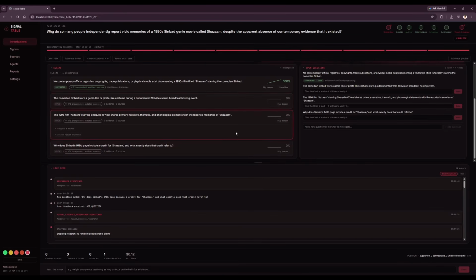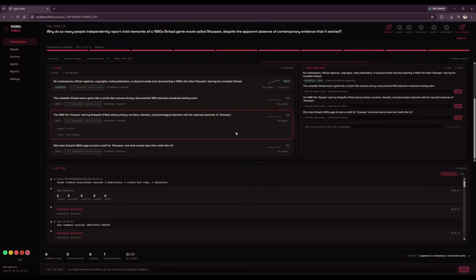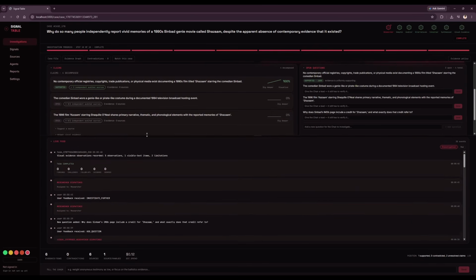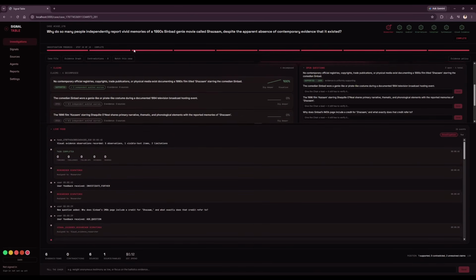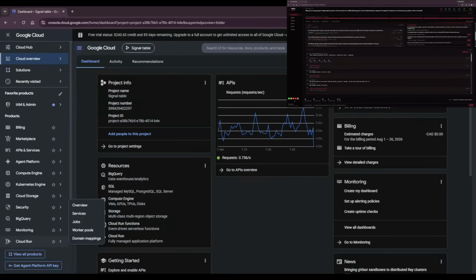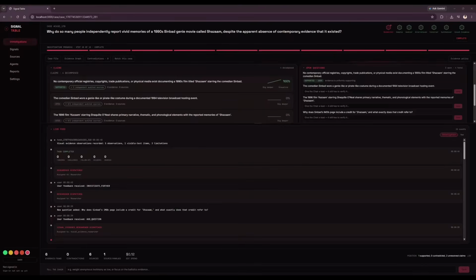What I'm doing here is giving it some more visual evidence. I'm adding a new question about Sinbad's IMDb credit, and I'm telling it to dig deeper into an existing claim. 3 separate jobs all at the same time. And here you can see that Signal Table is running in the Google Cloud using GKE for its backend with PubSub and Firestore underneath it. And you can see that Signal Table is running in the corner in the picture-in-picture while we're here.